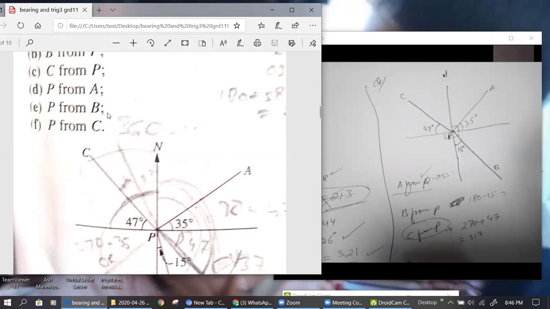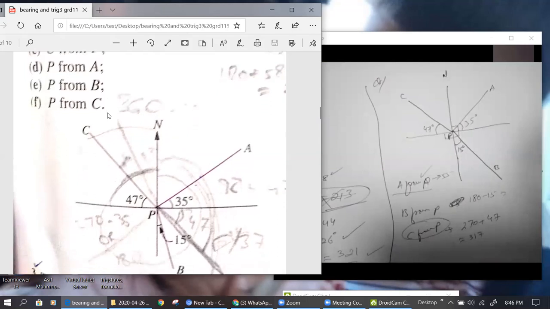Next thing is part number B. Now we will do the reverse condition. I told you, in case of reverse, what do we do? So P from A. A to P we already done. Now P to A. P from A.